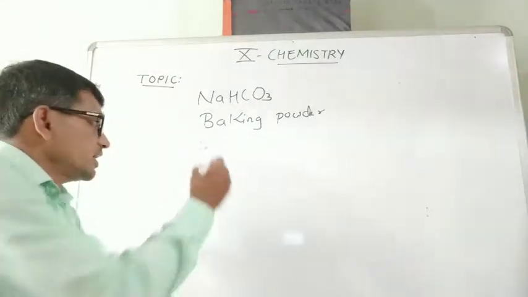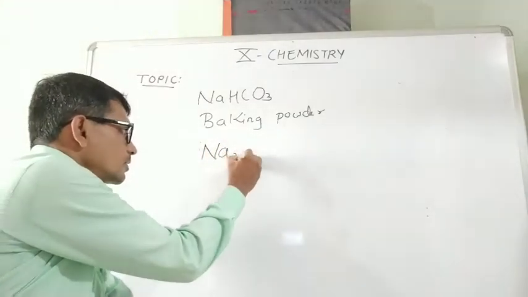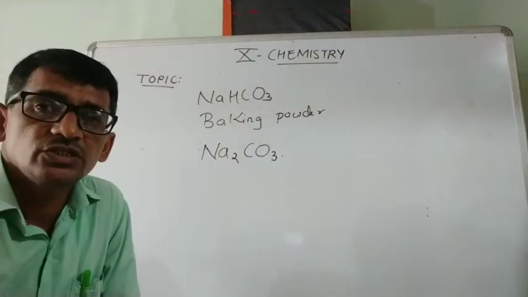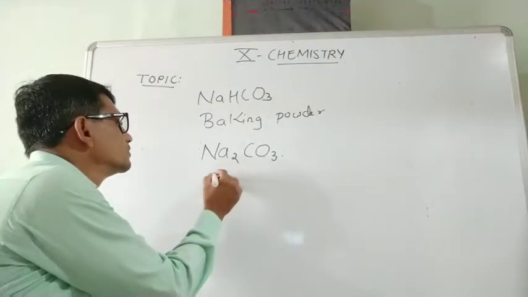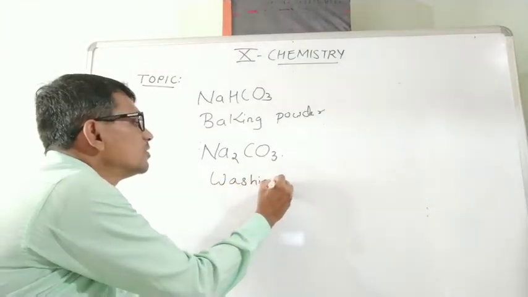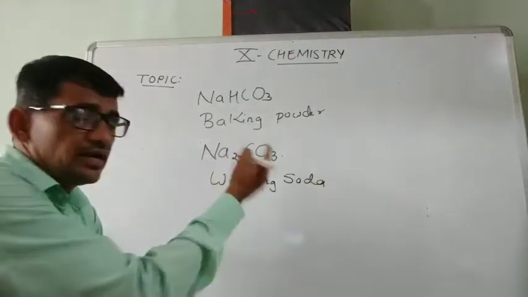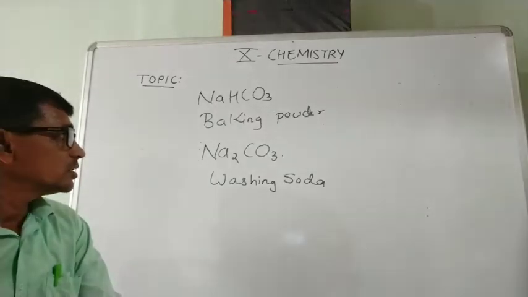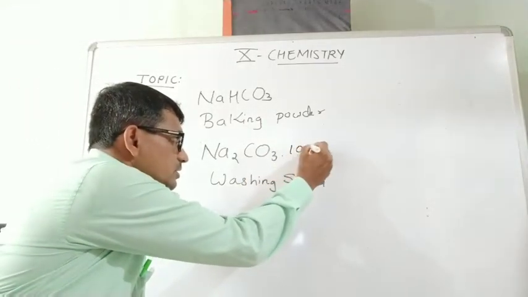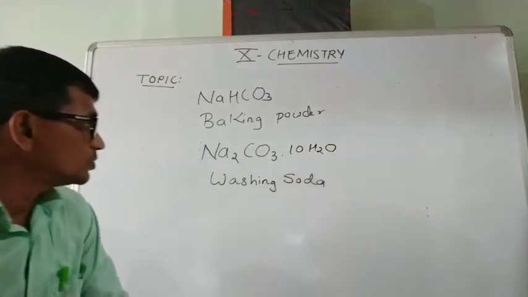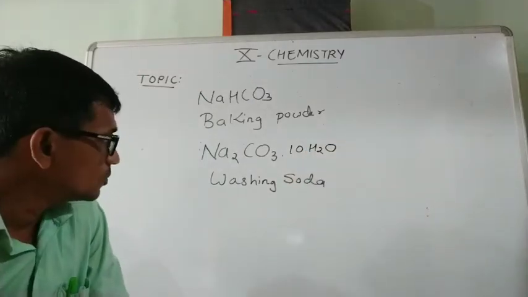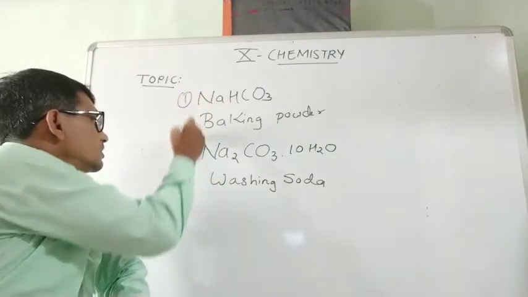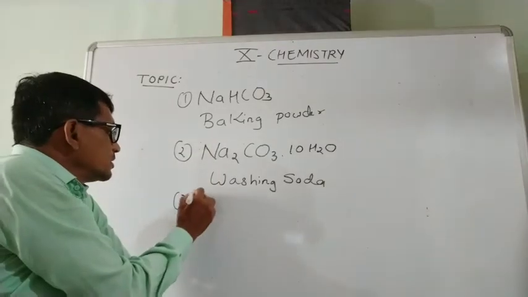The second one we discussed is Na2CO3, that is washing soda. Na2CO3 means sodium carbonate. Its water of crystallization is 10H2O. Na2CO3 dot 10H2O, washing soda or sodium carbonate. This is the first one, this is the second one, and this is the third one.